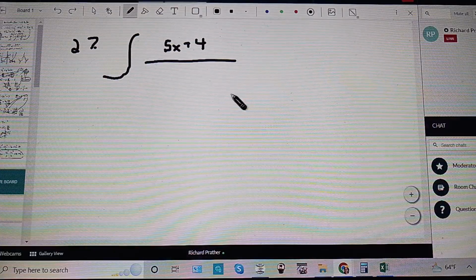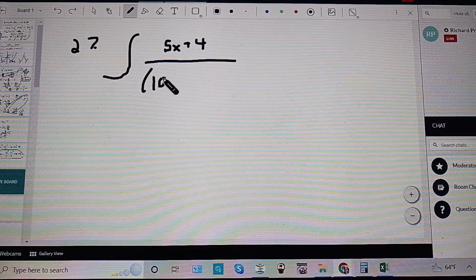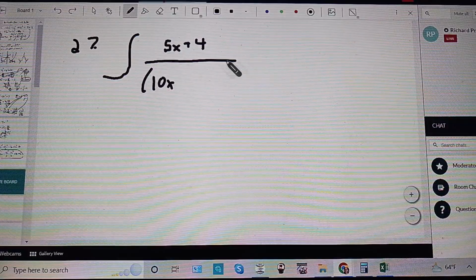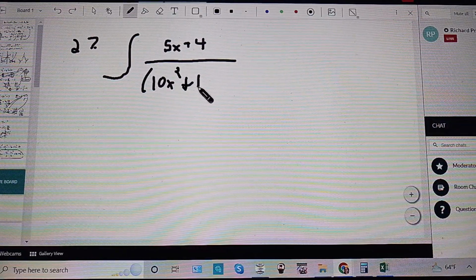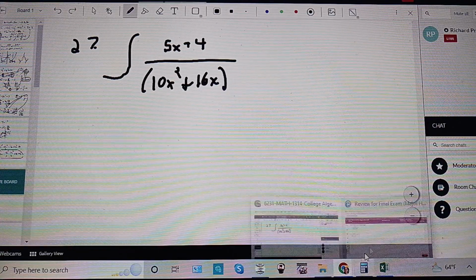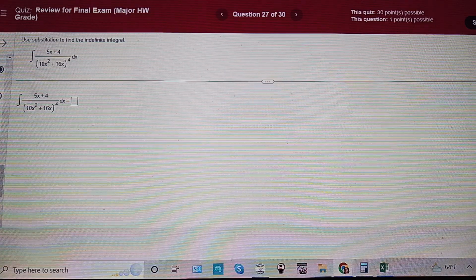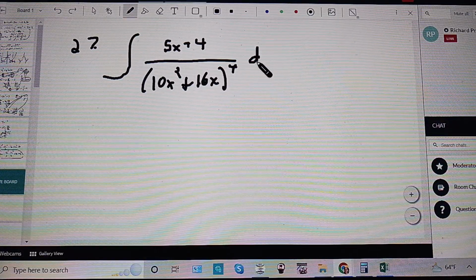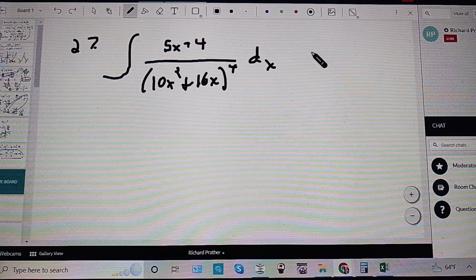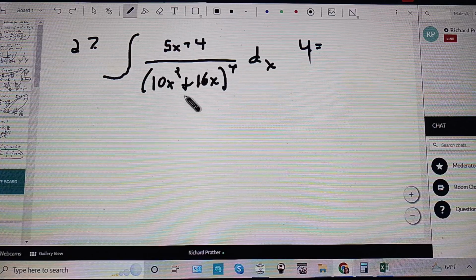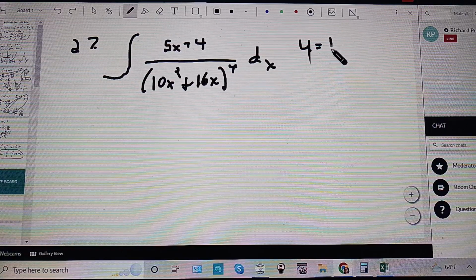So in either of those two cases, there's usually one part that has a parenthesis with an exponent attached to it. 10x squared plus 16x. This part has an exponent right here. And it's in the denominator, or these two things could have been multiplied to each other instead of divided. But in either of those two main cases, the best u substitution is the entire parenthesis part that's attached to the exponent, without the exponent.